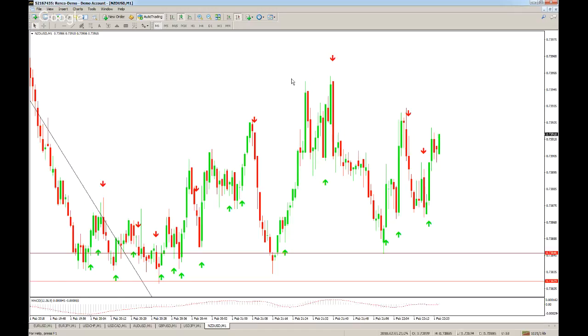Let's look at the last currency pair, New Zealand, and see how price action is actually bouncing up and down. So right, range bound to the downside as well here, but again, largely consolidation.